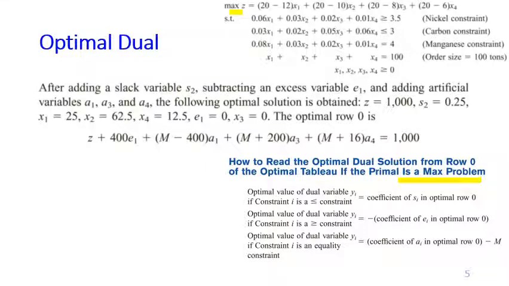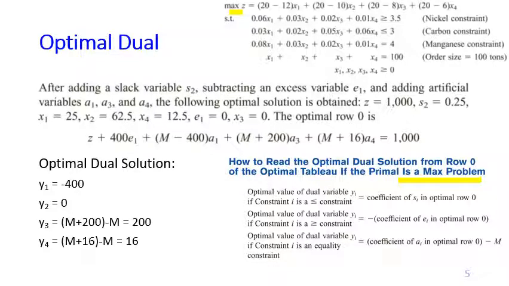Okay, we have 4 constraints in the primal, so we will have 4 variables in the dual. And then these are the optimal values for each dual variable. For y1, because the first constraint in the primal is greater than or equal to, we are going to read the coefficient of e1 in the optimal row 0 and put a minus sign in front of it. So the coefficient of e1 is 400. With a minus sign, it becomes minus 400. And that's the optimal value for y1.